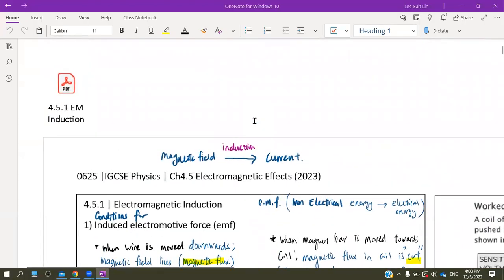Okay, so today we will continue with electromagnetic induction, probably finish this part.